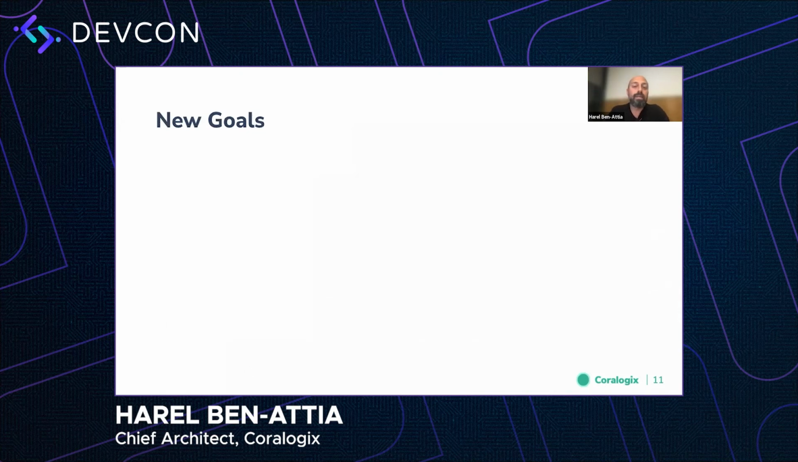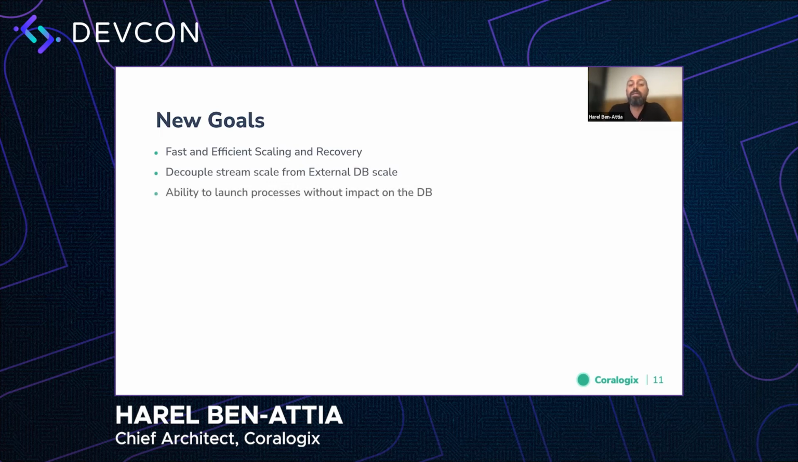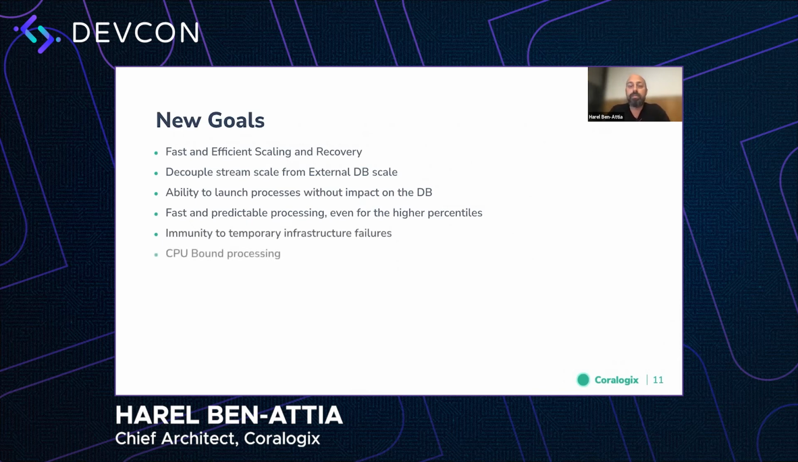Okay, so let's summarize what we would like from a healthy streaming system. We would like fast and efficient scaling and recovery. We would like to decouple the scale of the stream from the scale of the external databases. We need the ability to launch processes without any bad impact on the database. We would like fast and predictable processing even for higher percentiles. We'd like the stream to be immune to temporary infrastructure failures. We'd like the stream to be CPU bound. And obviously, we'd like to have natural and easy monitoring and debugging capabilities.